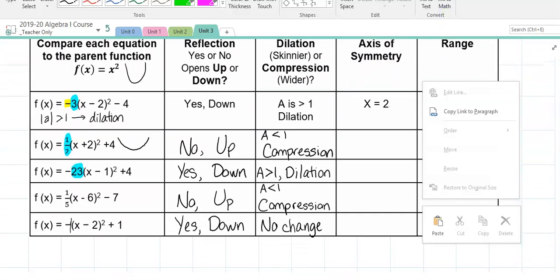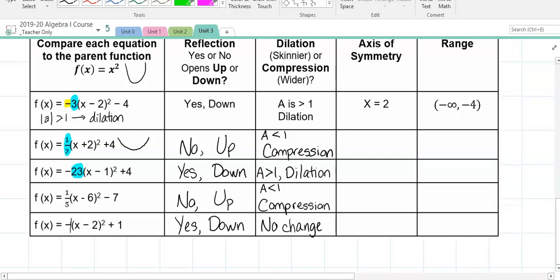For the first example, again, it's the opposite because it's the h value. So x equals 2. And the second one, when we take the opposite of the number in the parentheses, it's -2. Opposite of -1, axis of symmetry, x equals 1. Opposite of -6, x equals 6. And finally, the opposite of -2, x equals 2.